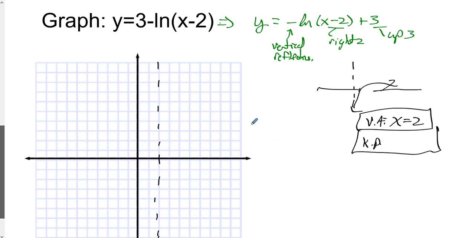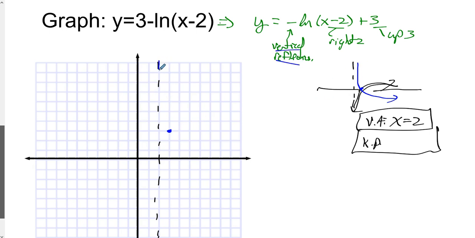Okay, so where did this all go? There was a vertical reflection. So it used to look like this. Now it's going to look like this. It's gone right 2 units and up 3. So my key point would have been right 2 units, so 1, 2, and then up 3: 1, 2, 3. And also, it's going to look like the blue graph here because it has this vertical reflection.